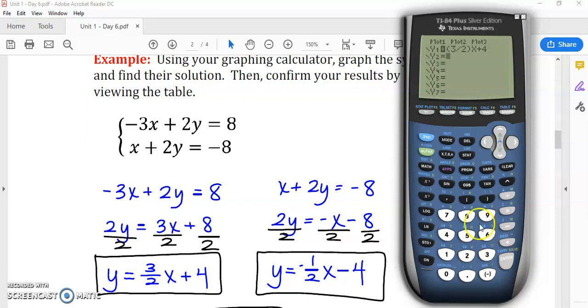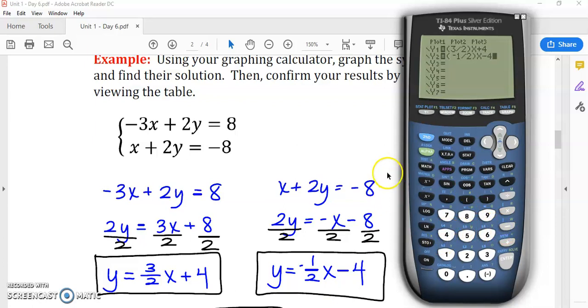Cool. And the second equation is going to be negative 1 half. Make sure you're using this button down here for negative. Do not use the minus sign. Those do register as different characters on your TI-84s or 83s. So negative 1 over 2, negative 1 half, x minus 4.